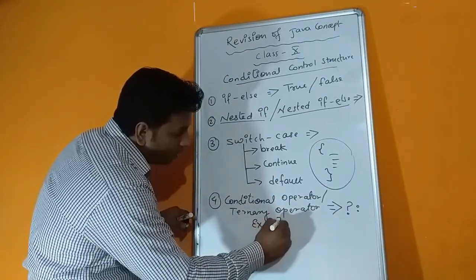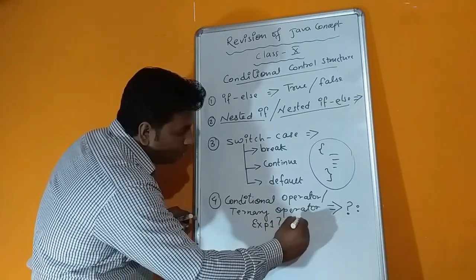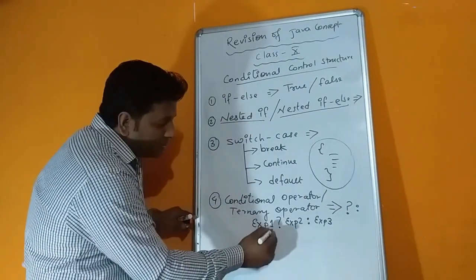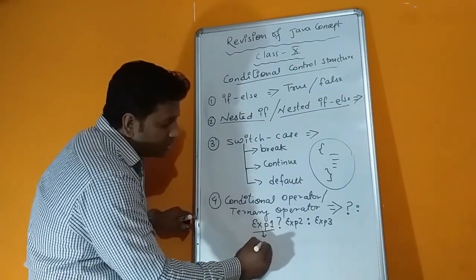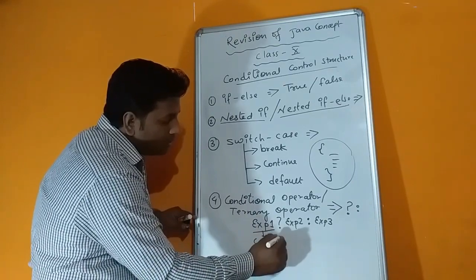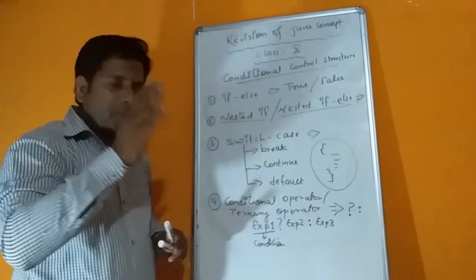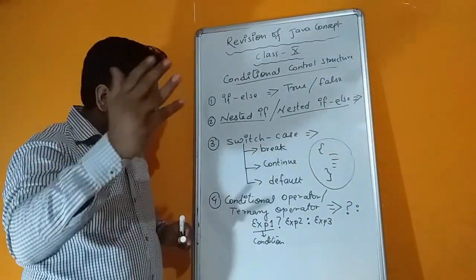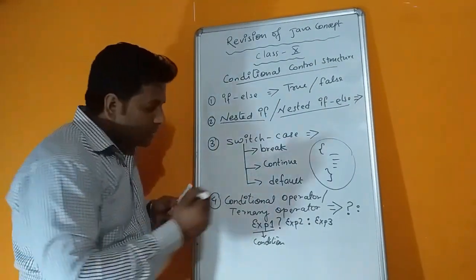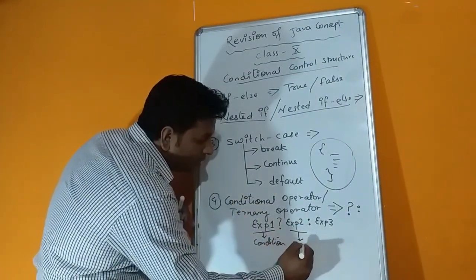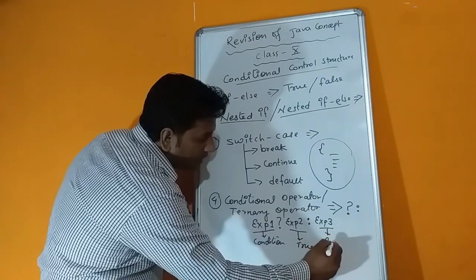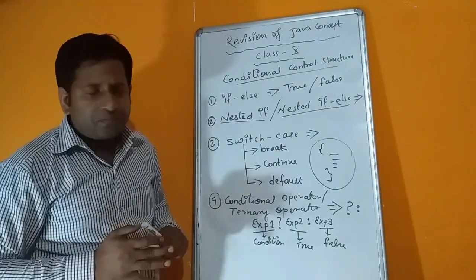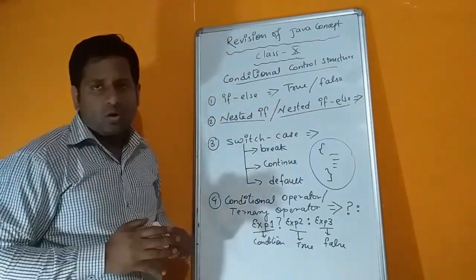Expression 1, then question mark, expression 2, then colon, then expression 3. Expression 1 is always a condition. Whenever a condition is given, the result is either true or false. When it is true, the true statement executes. When it is false, the false statement executes. So this is the true and this is the false. True statements are always after the question mark and false statements are always after the colon.